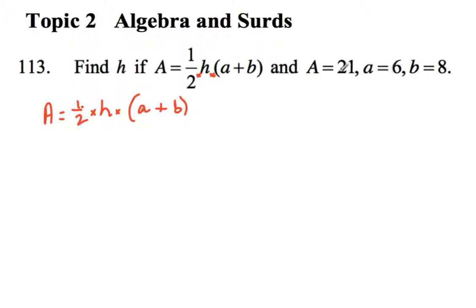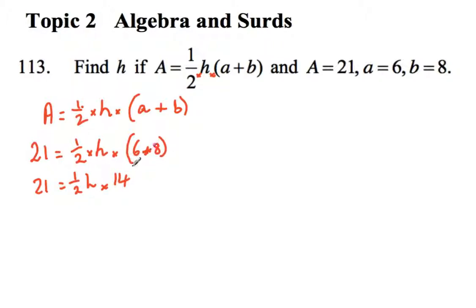And so underneath in the next line down I'm going to put all these values in that we've been given in the question. Now A is 21, so straight under here I'm going to have 21 equals 1/2 of h, and this h is what we're trying to find here in the end. Little a, we've been given as 6, and lowercase b is an 8, so we'll process that. That's a plus. Okay, let's just simplify things a little bit. 21 equals 1/2 of h times 14 from the bracket.